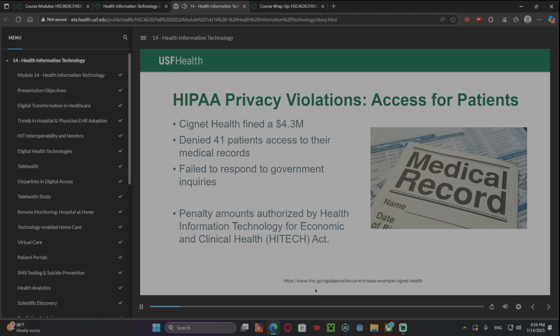In another HIPAA privacy violation, Signet Health was fined $4.3 million for not allowing patients access to their medical records. They denied 41 patients access to the medical records and then failed to respond to government inquiries. The penalty amounts were authorized by a law called the Health Information Technology for Economic and Clinical Health, or HITECH Act.